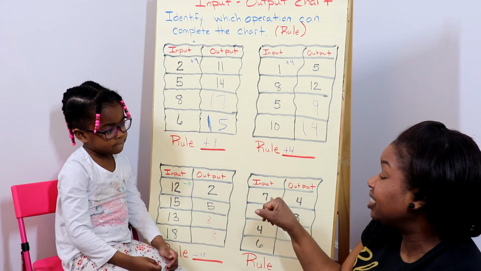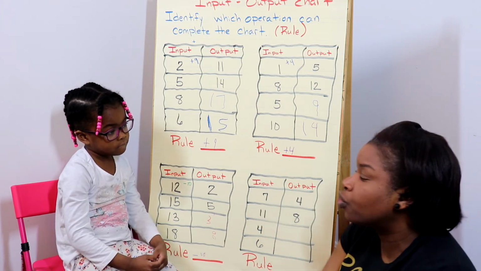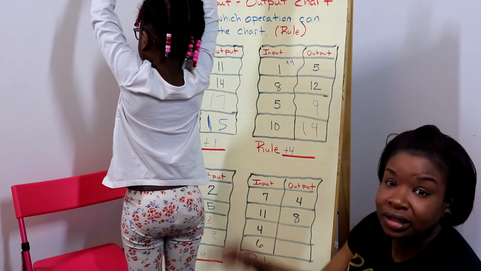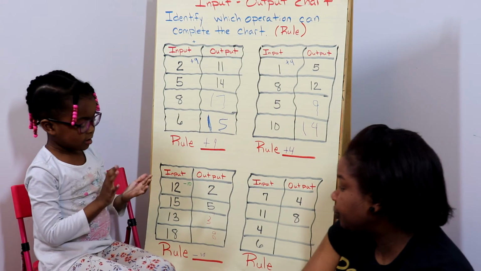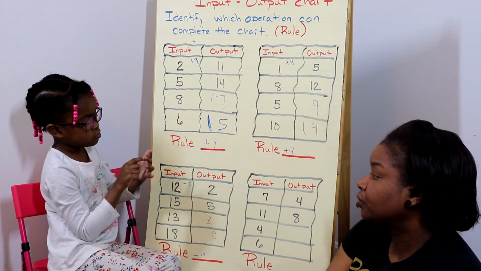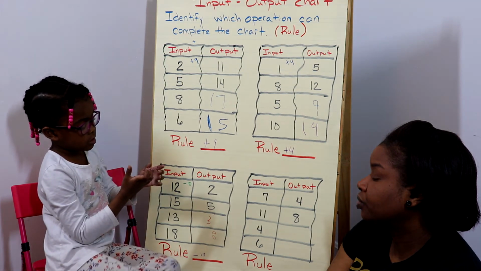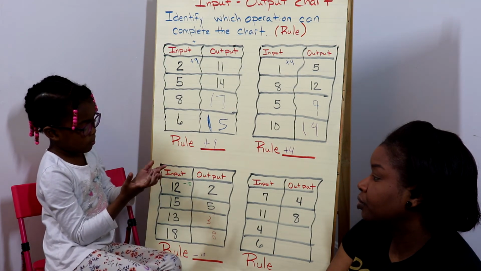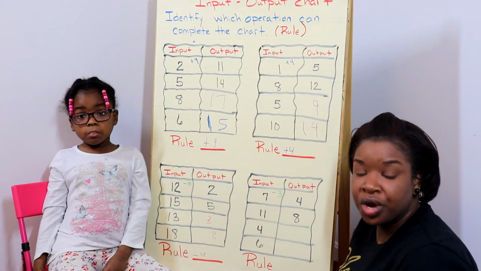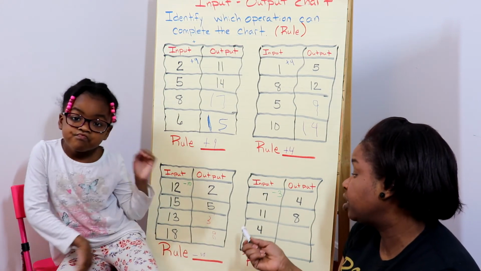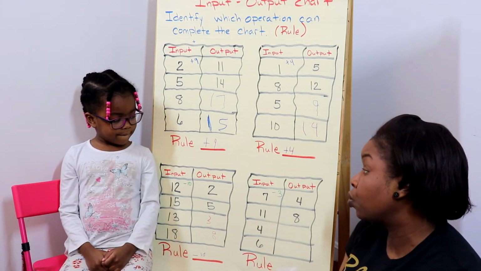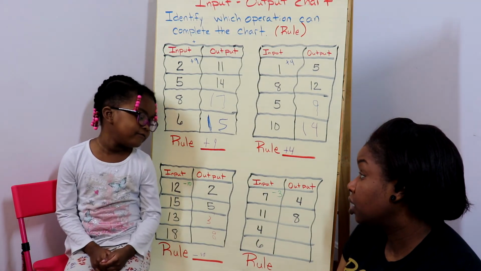So we have 7 take away what is going to give us 4? 1, 2, 3, 4, 5, 6, 7. It's 3. Okay, so she said it is 3. We're going to check with the next one to see if it's 3. So now, Jessica, that means 11 take away 3. Does that equal 8?